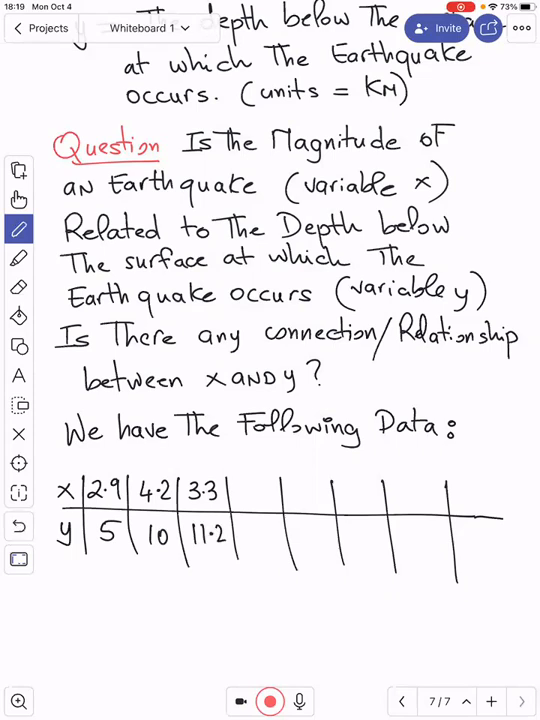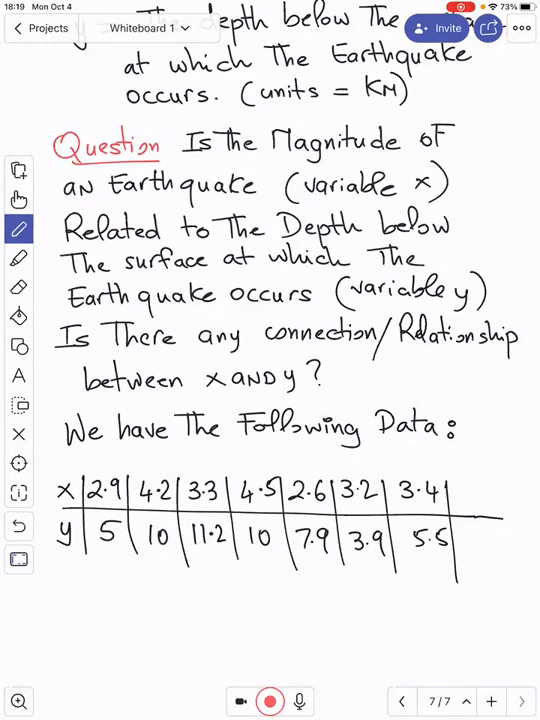Okay, 4.5, the depth is going to be 10. 2.6, the depth is going to be 7.9. Let's say this is 3.2, and then the depth is going to be 3.9, and finally if the magnitude is 3.4, the Y depth is going to be 5.5. Okay, that's our data.